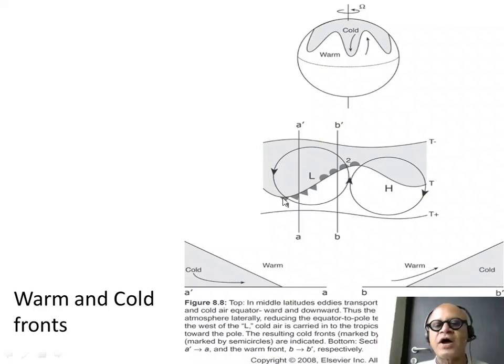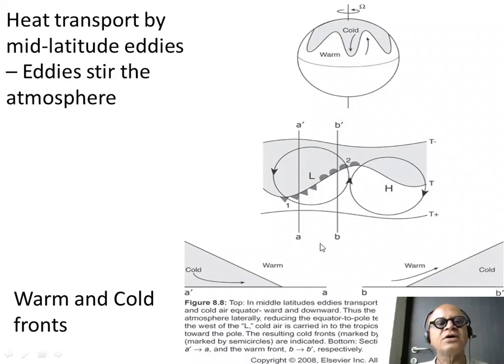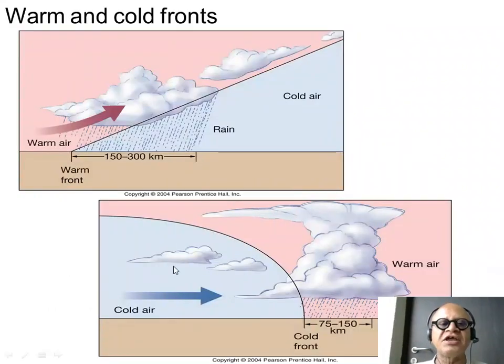And why are these sharper, like triangles here, and why are these smoother, like semicircles here? It turns out that heat transport by these mid-latitude eddies does in fact create sharp fronts when cold air pushes into the warm air, because cold air is heavier and denser, so it's pushing into the warm air, and the warm air is just forced to rise and convect ahead of the cold front. Okay, so the scale of this cold front typically is 75 to 150 kilometers.